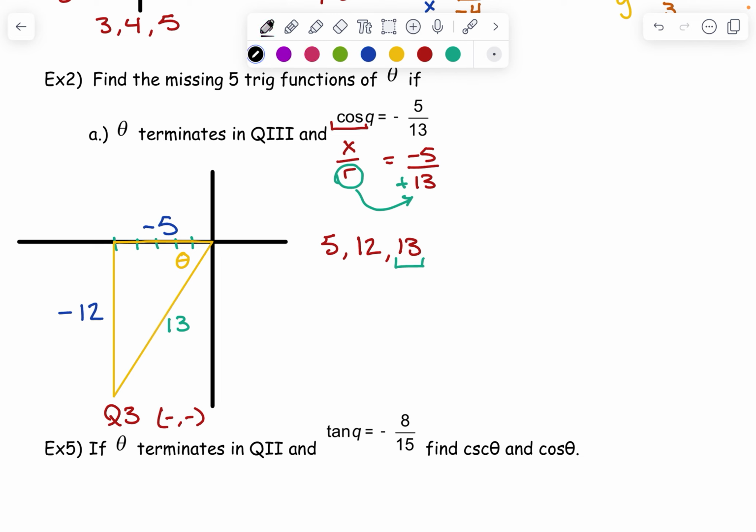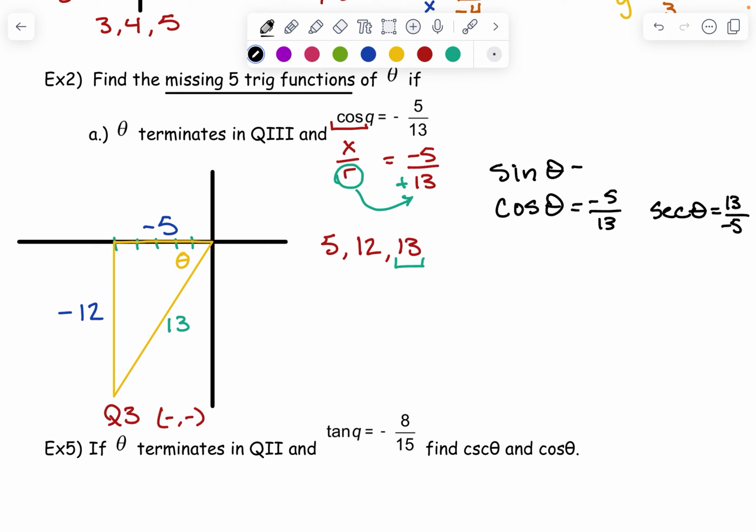The problem asks us to find the missing 5 trig functions. Which ones are missing? Well, they give us cosine, so we'll go ahead and put cosine theta, and we can go ahead and put its value since they gave it to us. And since we start with cosine, let's go ahead and jump to secant, which is just the reciprocal. And then we'll go to our sine, which is y over r, so -12 over 13, and we can jump to cosecant, which is just going to be the reciprocal.